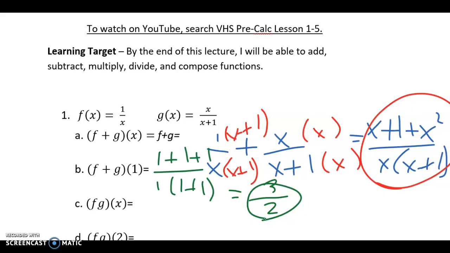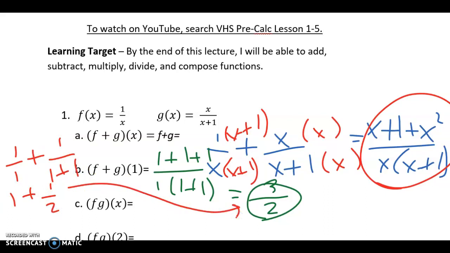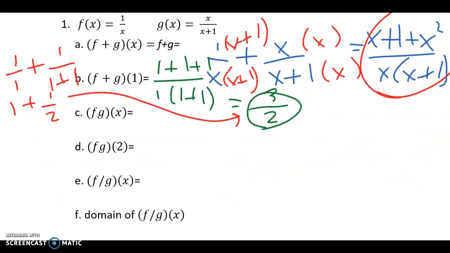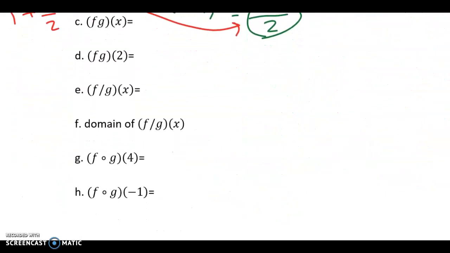The other option would be to plug a 1 into f of x. Here, I'll do it over on this side, maybe in red. We could plug 1 into f of x, get 1 over 1. Plus, we could plug 1 into g of x, get 1 over 1 plus 1. And we'd end up with 1 plus 1/2, which is 1.5, which also equals our 3/2 over here. So pretty straightforward as far as adding things. Okay, now we're going to do some multiplying.